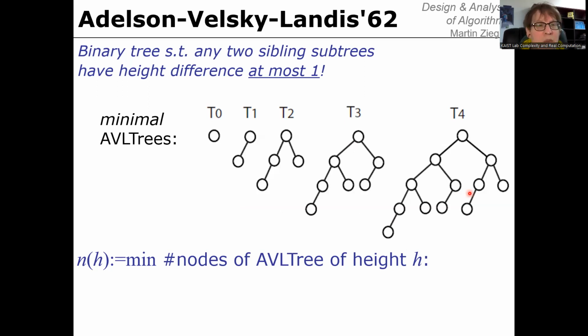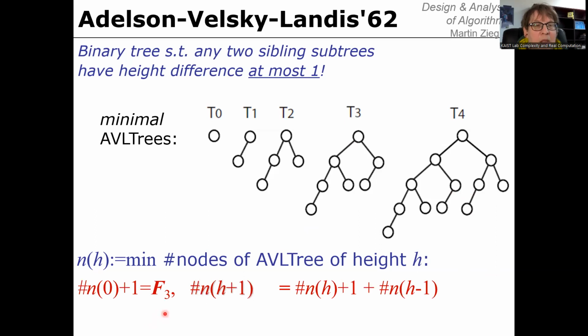And what we're now going to do is derive a formula, explicit and asymptotic growth of this minimal number of nodes of an AVL tree of height h, which will turn out to be crucial in our analysis of AVL tree search, insert, and delete operations. So bear with me when we now analyze this quantity, the minimal number of nodes of an AVL tree of height h.